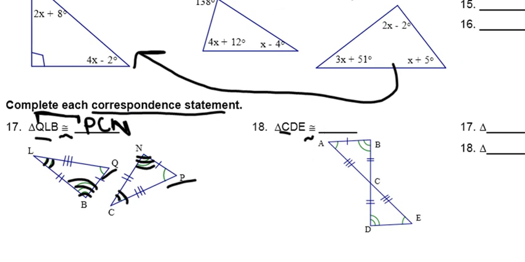Okay, number 18. C has a vertical angle here. I'm going to put 3 arcs because 2 and 1 are already taken. C and C are vertical angles. So we have C is going to be in the same position as C. D has 2 arcs, is going to go in the same position as B. And E, 1 arc, goes in the same position as A.